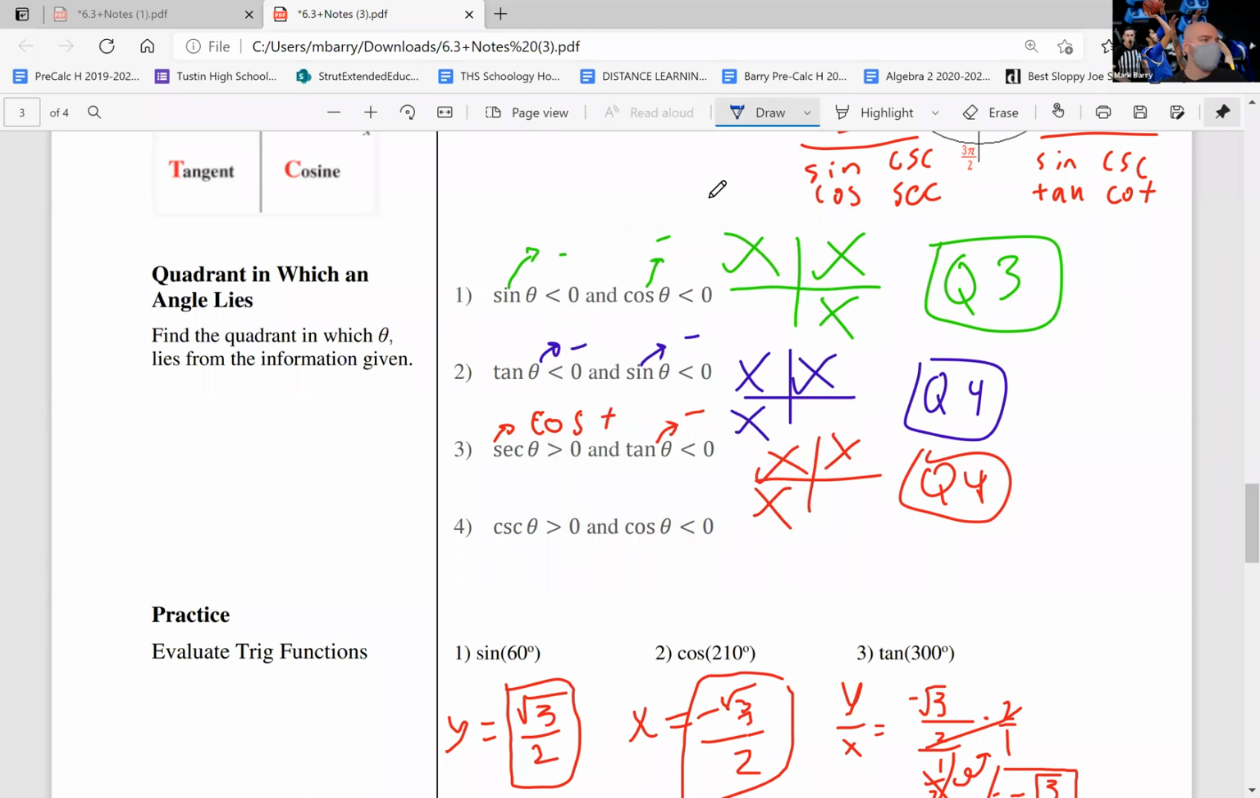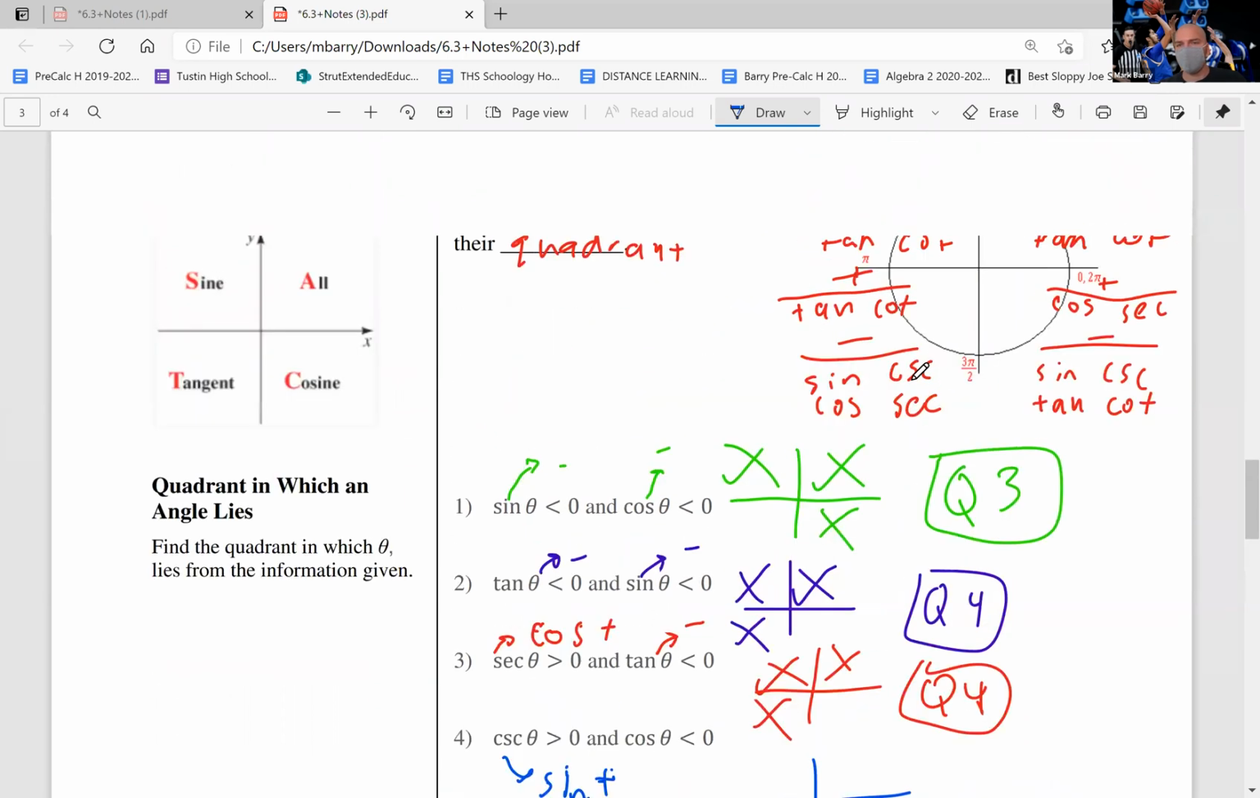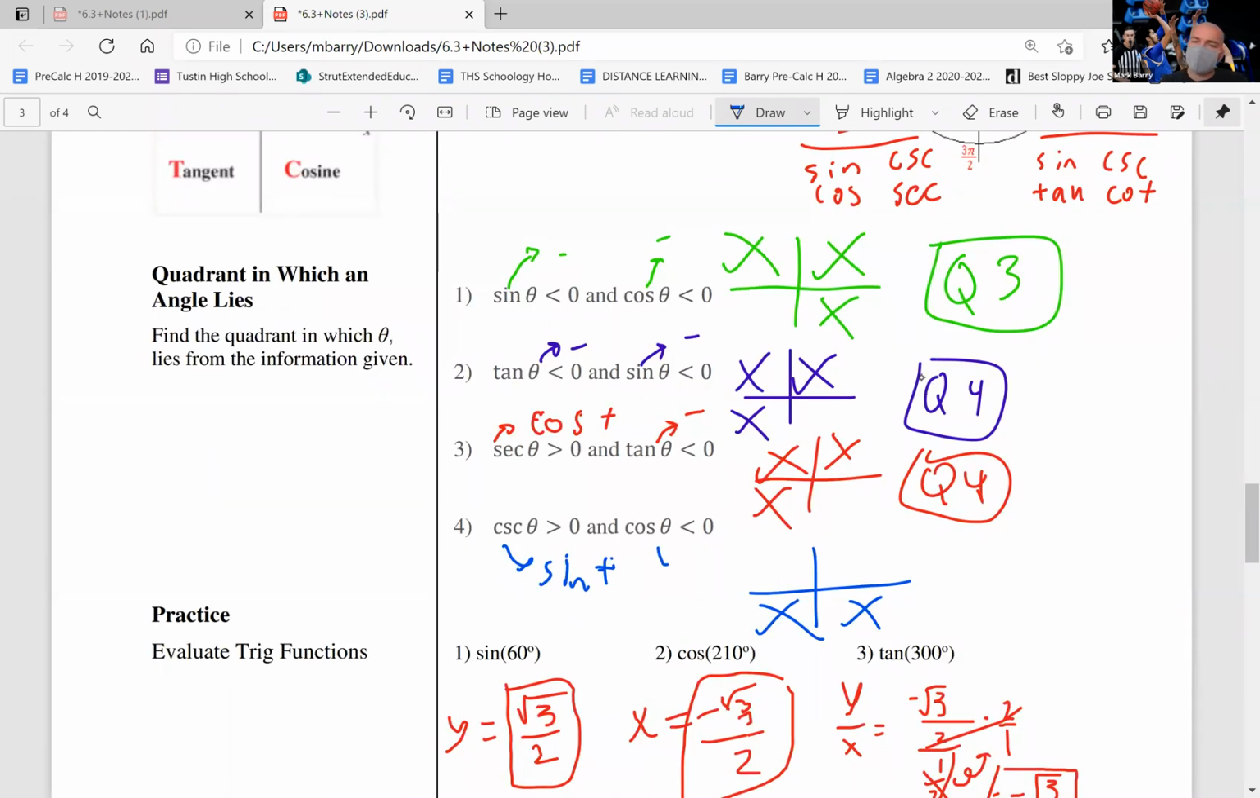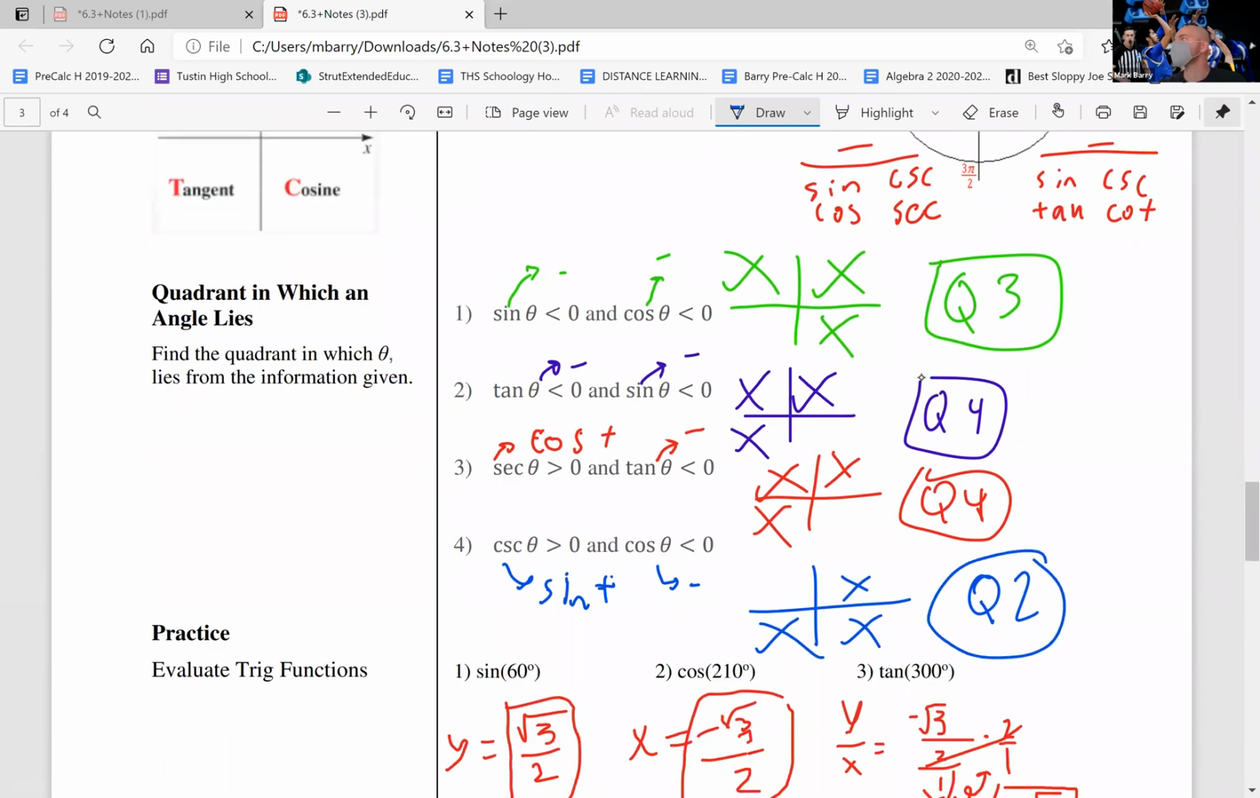All right, and one more here. So cosecant is greater than 0. That to me says sine is positive. If I was to draw this, sine is positive. Well, we know sine is y, so it has to be above the x-axis. Or you could look back at the chart here and say, okay, sine is positive in the top two. Cosine is negative. Well, that means it cannot be the first quadrant since everything is positive in the first quadrant. So this is going to be in quadrant 2. There we go.